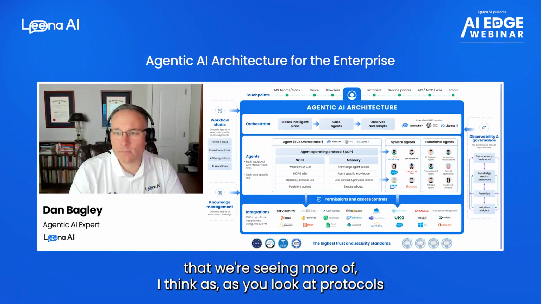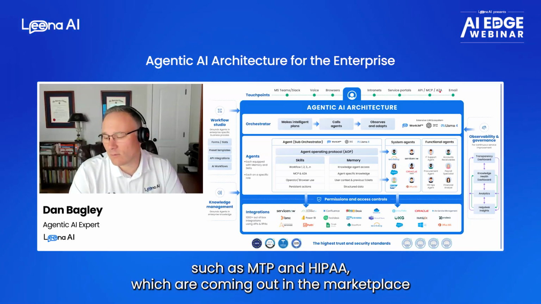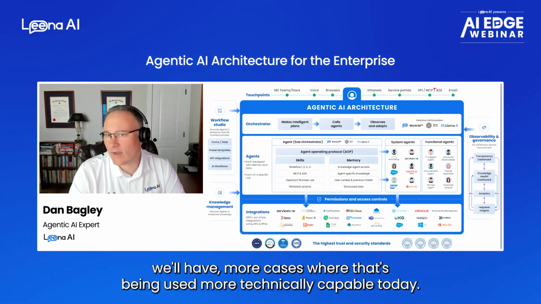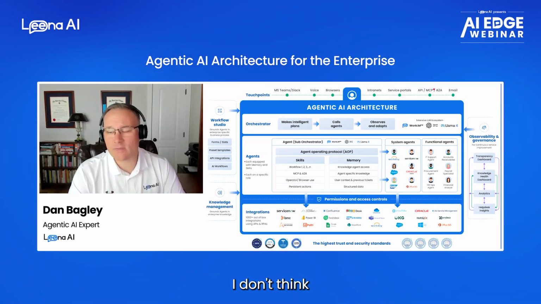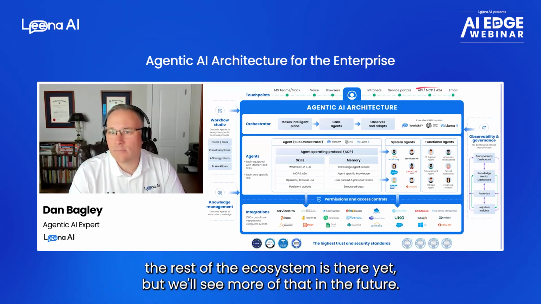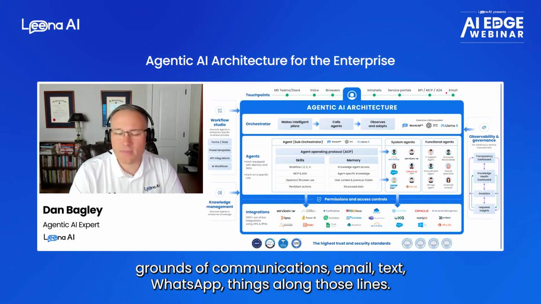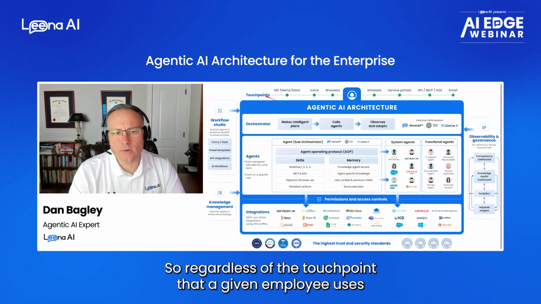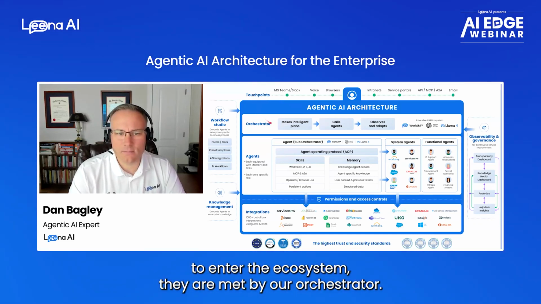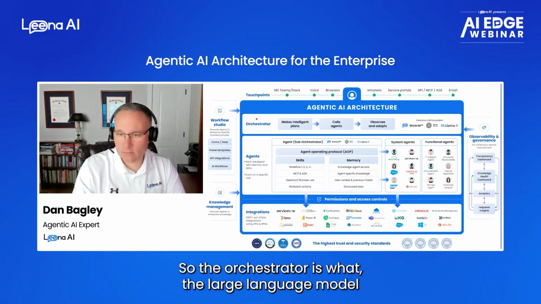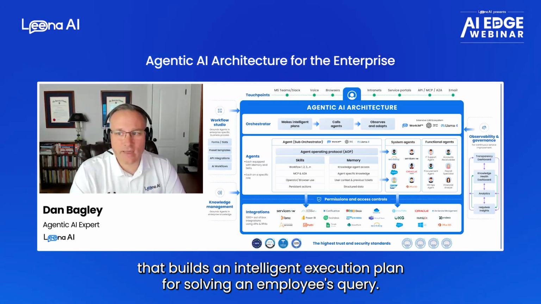I think as you look at protocols such as MCP and A2A, which are coming out in the marketplace and seeing more adoption, we'll have more cases where that's being used. We're technically capable today. I don't think the rest of the ecosystem is there yet, but we'll see more of that in the future. And then, of course, legacy forms of communication: email, text, WhatsApp, things along those lines. So regardless of the touch point that a given employee uses to enter the Leena ecosystem, they are met by our orchestrator. The orchestrator is the large language model that builds an intelligent execution plan for solving an employee's query.